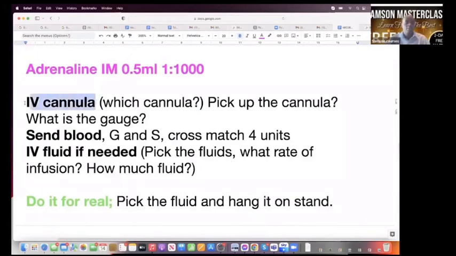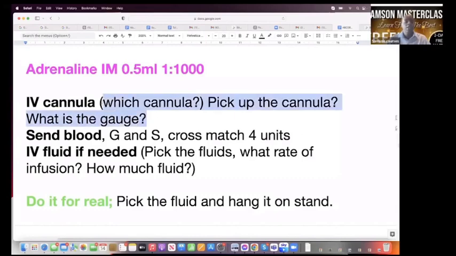An IV line. Now in here, the examiner wants to see which cannula. You have to pick up the cannula from where? Emergency trolley again. Examiners may ask you, what's the gauge of the cannula? The gauges are written on the cannulas themselves. We know that the orange cannula is big, the gray cannula is big, so I'll pick the gray cannula or an orange cannula, but you have to know the gauge.